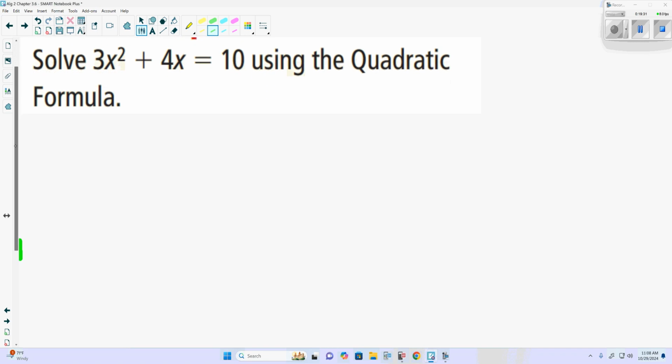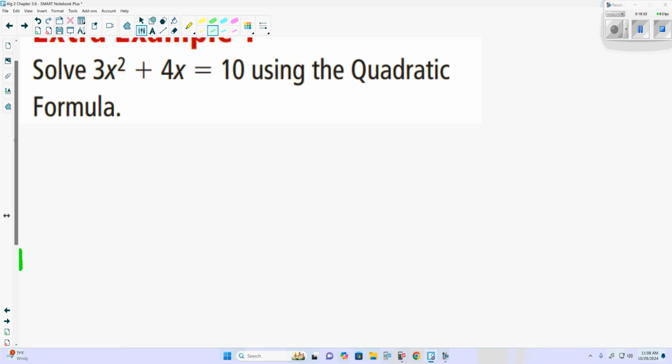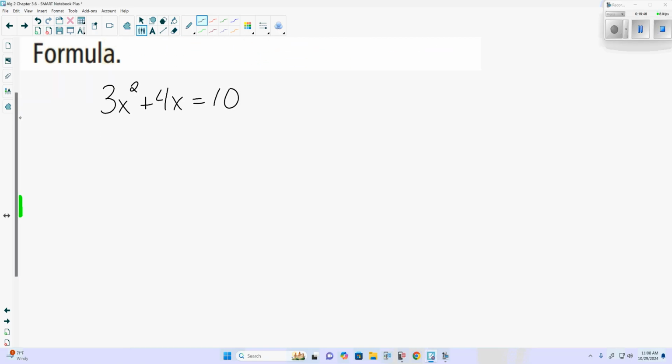Solve 3x squared plus 4x equals 10 using the quadratic formula. Well, I'm going to have to rewrite this, mainly because I don't have room to write underneath it. I don't think y'all have anything written underneath yours.